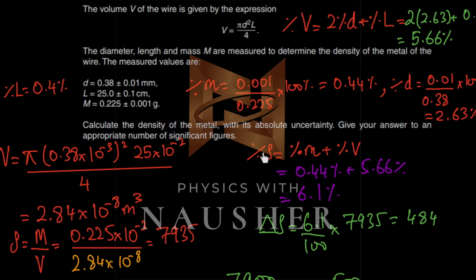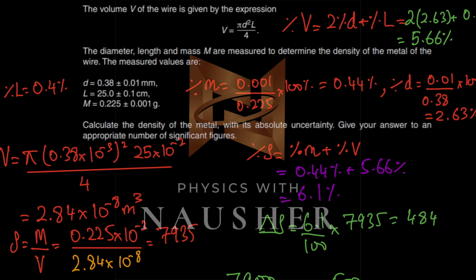Now I need to calculate the percentage uncertainty before I get to the absolute uncertainty. So percentage uncertainty in density is equal to percentage uncertainty in mass plus the percentage uncertainty in the volume. Now, how do I get the percent uncertainty in mass? Percentage m is equal to error over value into 100%. So you get 0.44%. Now let's calculate the percentage error in the volume. To calculate the percentage error in the volume, you first ignore the constants pi and 4. Then you write 2 percentage d because it's d squared, so d came twice. 2 percentage d plus percentage L.